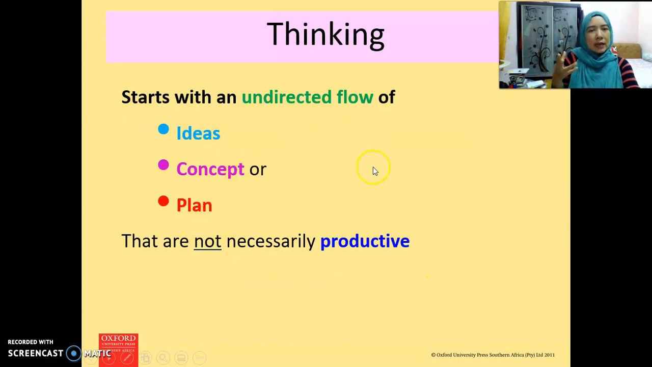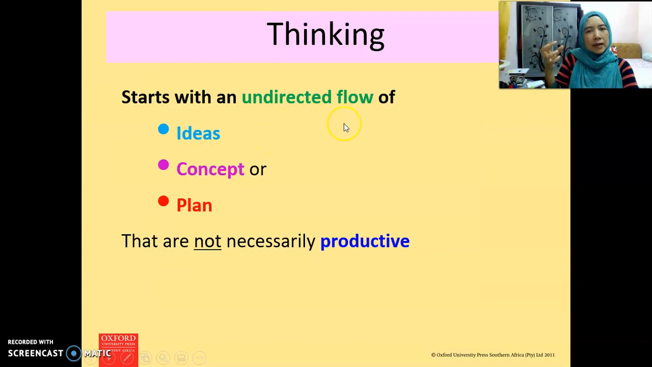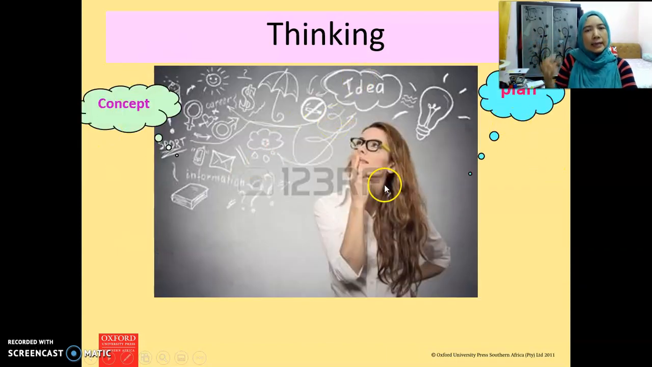They are not necessarily productive. When we talk about thinking, we talk about the ideas and concepts that come to our mind. Sometimes it is in an undirected way, especially at the beginning, and these ideas and plans may not necessarily be productive. Sometimes you just brainstorm something, and the ideas that come from this brainstorming are not really productive, but sometimes it can be something productive. So I put in this diagram here. Thinking starts with the undirected flow of concepts, ideas, and plans. So when we talk about thinking, there are three things: concepts, ideas, and plans.